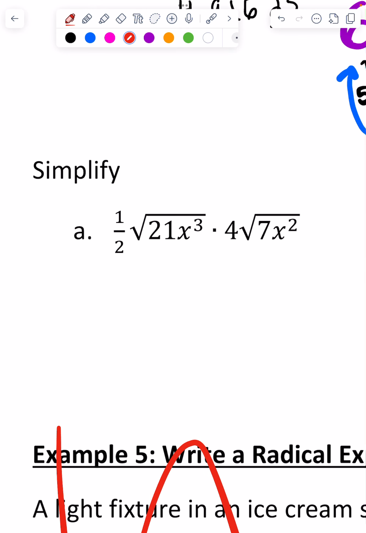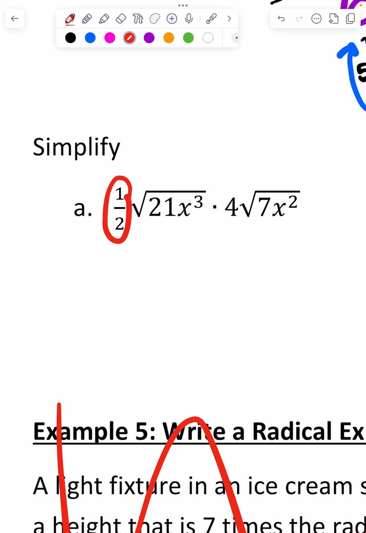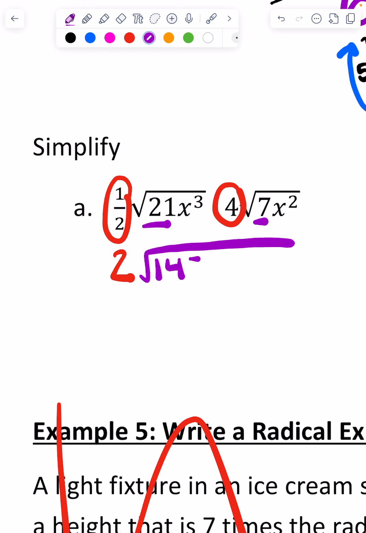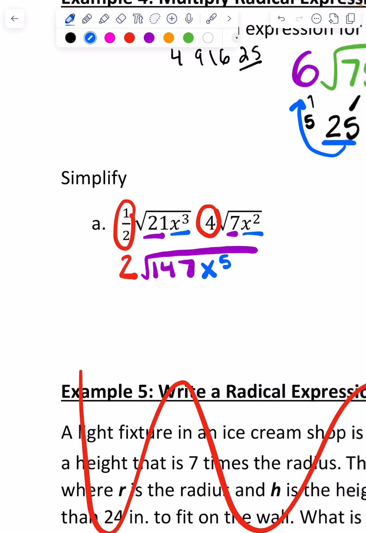All right, I'm going to start by multiplying first, timesing the numbers on the outside. 1/2 times 4 is 2. All right, on the inside, 21 times 7. We get 147. This is going to be a tricky one. And then I multiply our variables, x cubed and x squared. We add the exponents when we multiply variables with the same base to get x to the 5th.